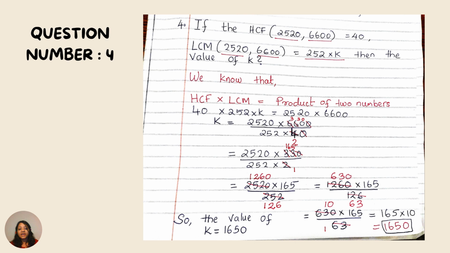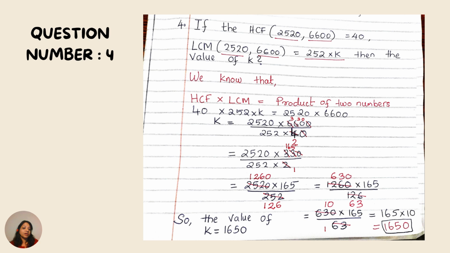We already know this is the main equation of HCF: product of HCF and LCM equals product of two numbers. So what they have given for HCF is 40, and for LCM they have given 252 times K, and the product of two numbers is already given. So K equals, you have to take the right side number on the numerator, then divide by 252 times 40.